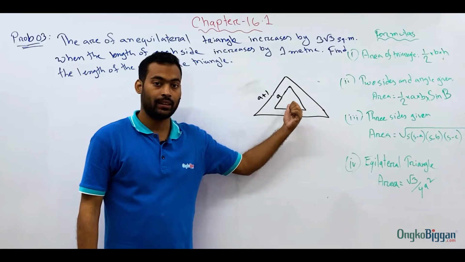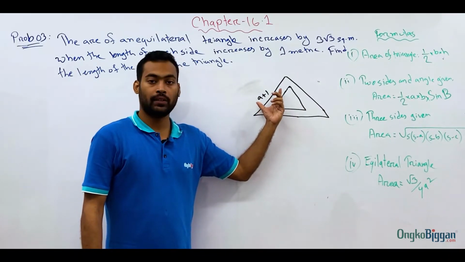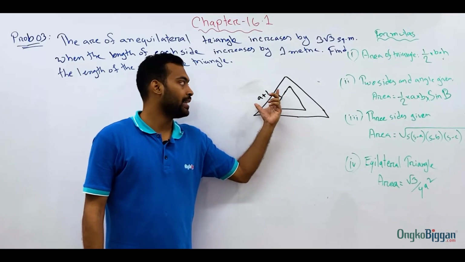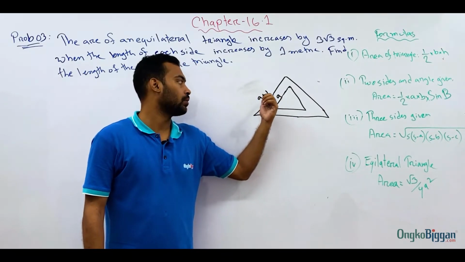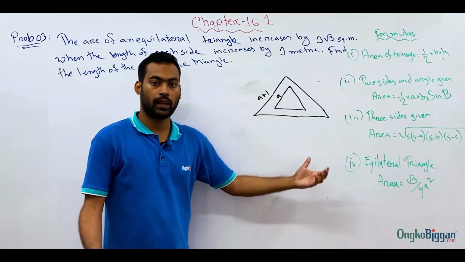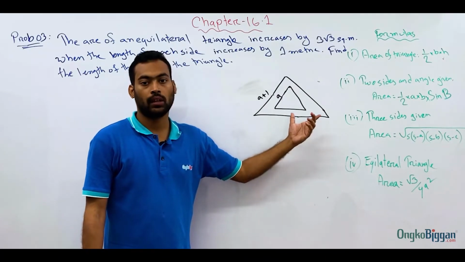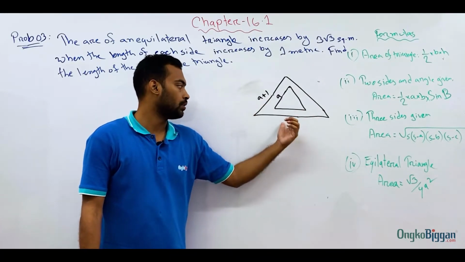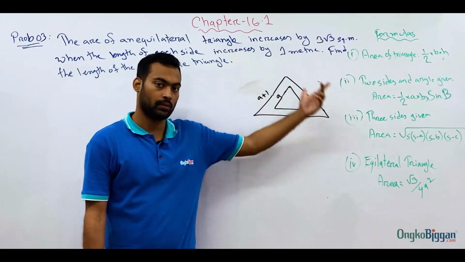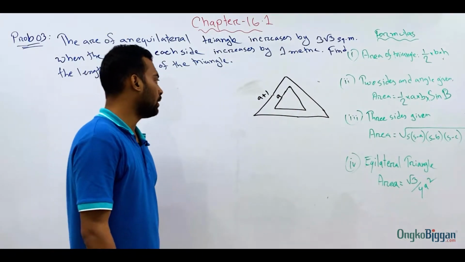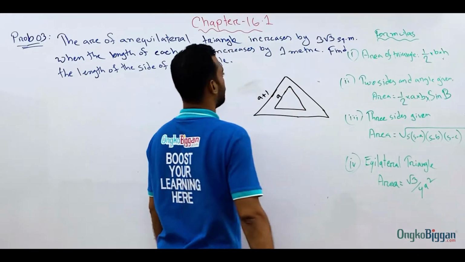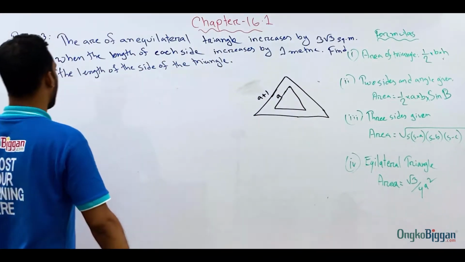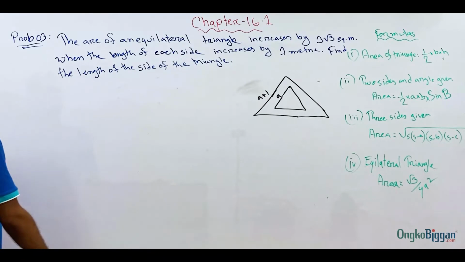So if it's A, then when it is increased by 1 meter, the length of the equilateral triangle would be A plus 1. We know that in an equilateral triangle, all the sides are equal. So if it's A plus 1, this will also be A plus 1, this will also be A plus 1. So this is the basic structure of this problem. Okay, now let's do the problem.